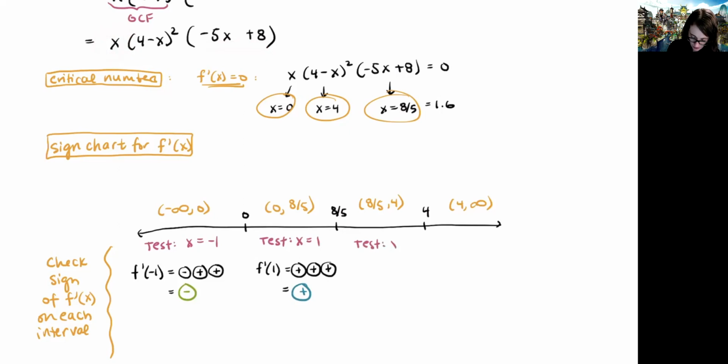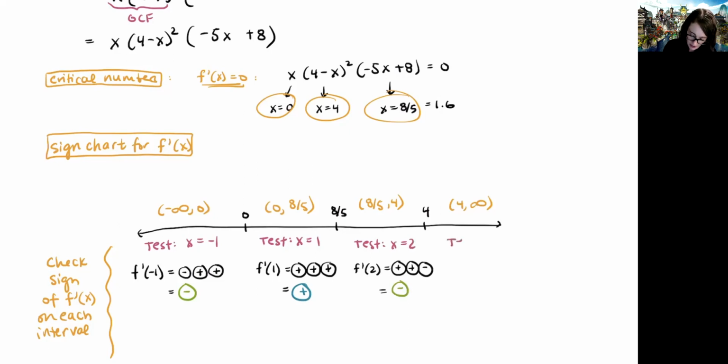How about x equals 2 here? When we plug a 2 into the derivative, the first term will be positive. The second term will always be positive. And now the third term is going to end up being negative because we'll have -10 plus 8. Okay, positive times a negative is a negative number. All right, so we've got a negative sign for our derivative on that interval.